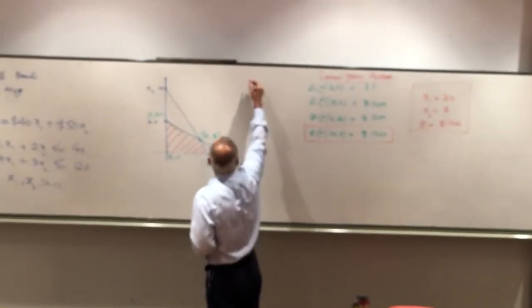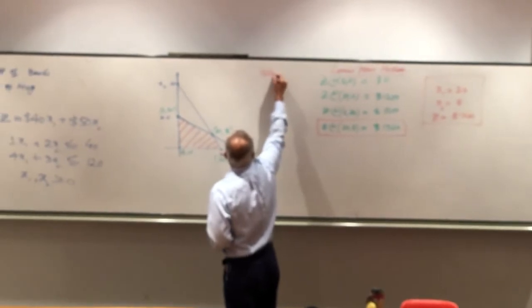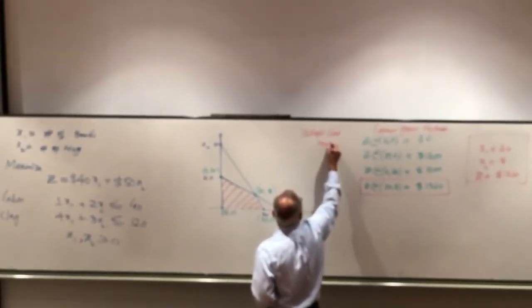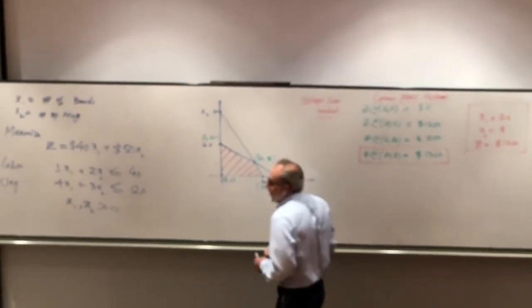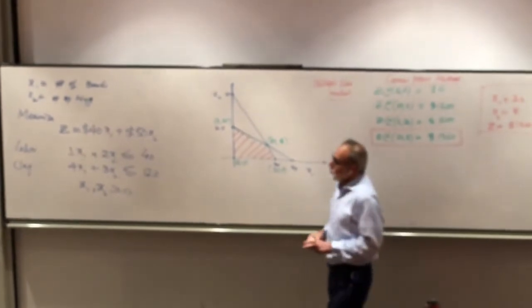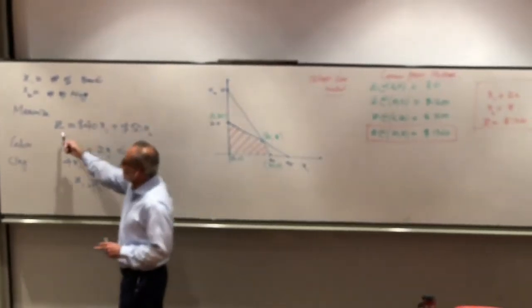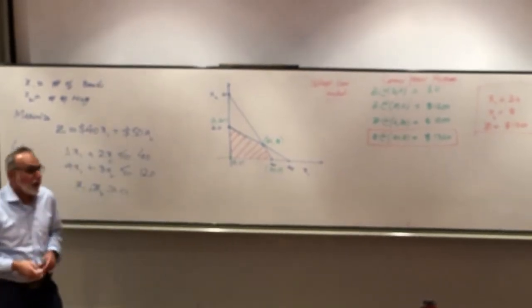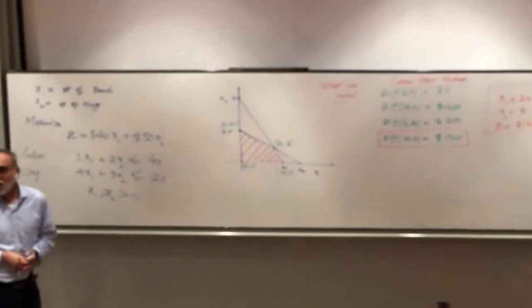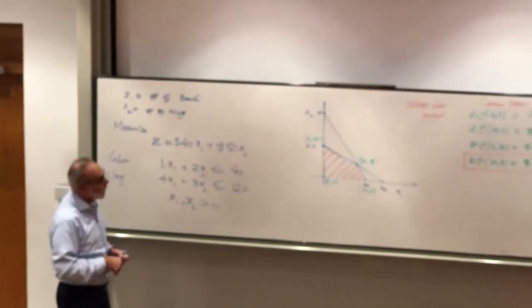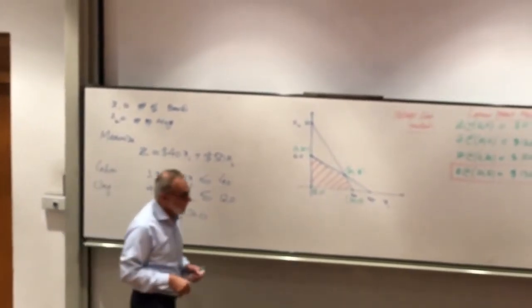Another method is called the isoprofit line method. In the isoprofit line method, we equate the objective function to some value z, find out the points, and draw it. We draw a straight line.